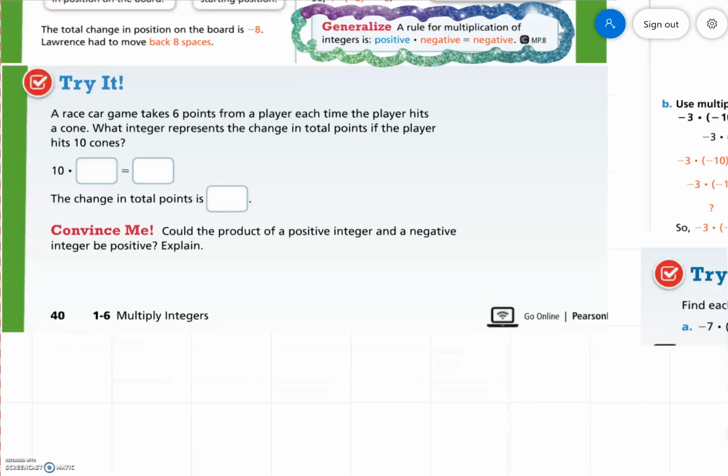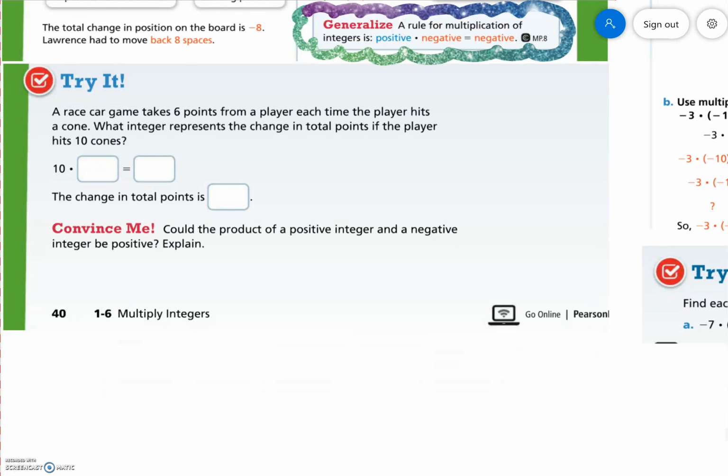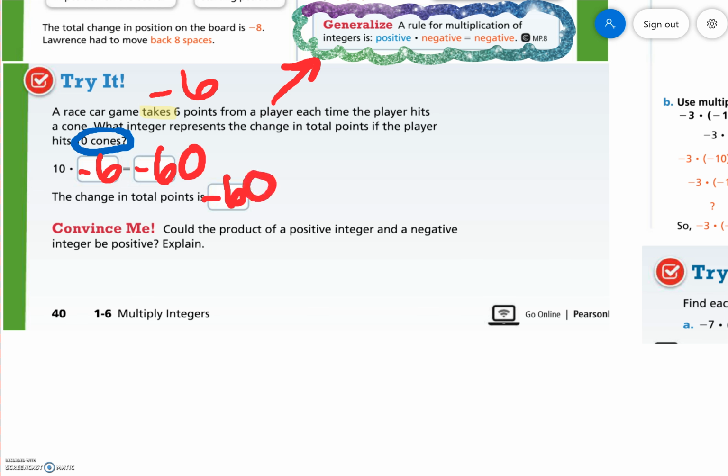Let's try it. A race car game takes 6 points from a player. So if we're taking away 6 points, is it going to be positive or negative? Negative. What integer represents the change in total points if the player hits 10 cones? So they already have 10 times something. What do we have to multiply the 10 by? -6. Going back to our generalization, what's a positive times a negative give us? A negative. 10 times 6 is 60. So the total change in points is -60.